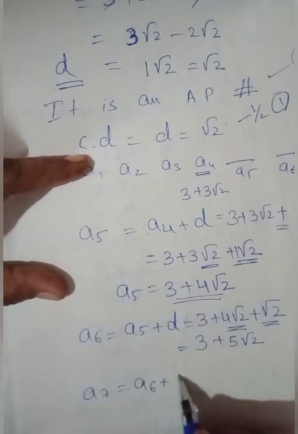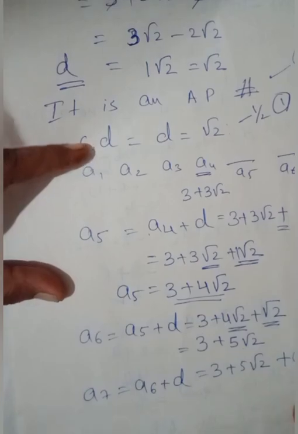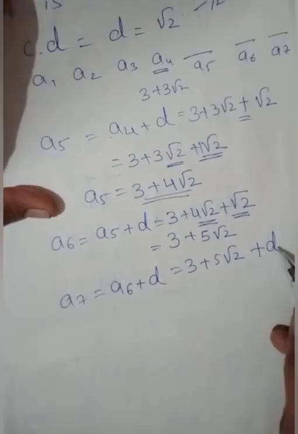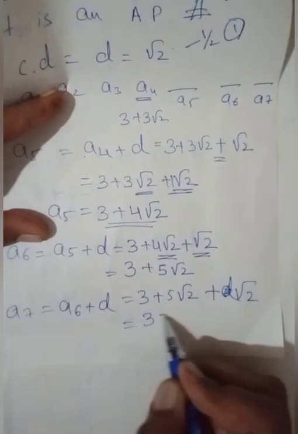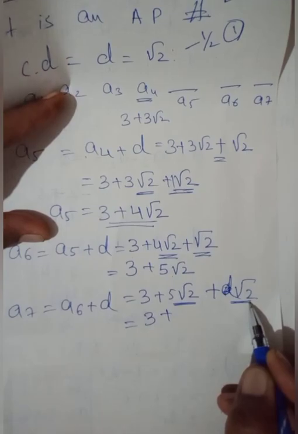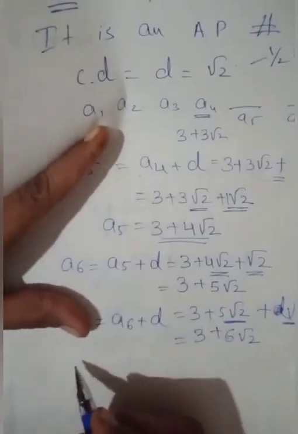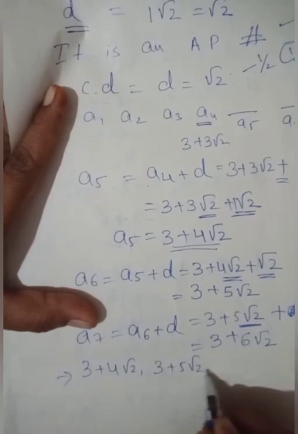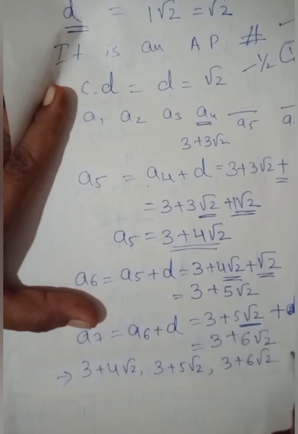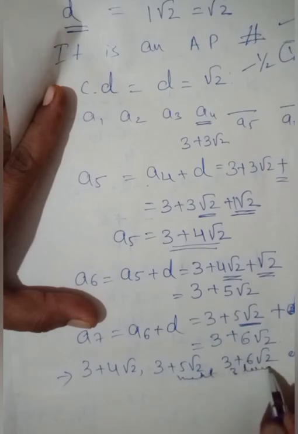A7th is equal to A6th plus the difference. This is 3 plus 5 root 2 and the difference. Yes, very simple. So the difference is what? Sorry, here you write it root 2. So this is equal to 3 plus 5 root 2 plus nothing means it is 1 root 2, which is equal to 6 root 2. See, the next three terms are what you are going to write here. 3 plus 4 root 2, write systematically. Then 3 plus 5 root 2. Then you have 3 plus 6 root 2 are the next three terms. You can write next three terms. This way you can conclude.